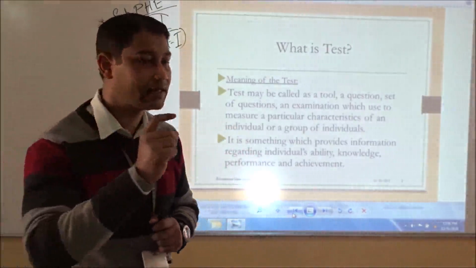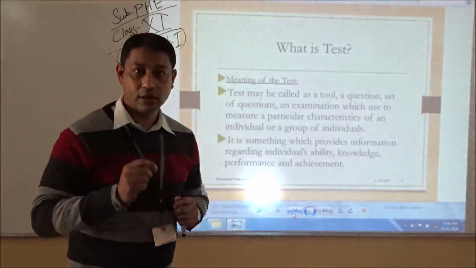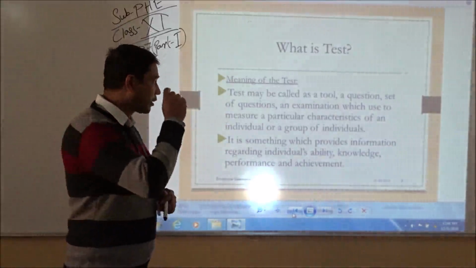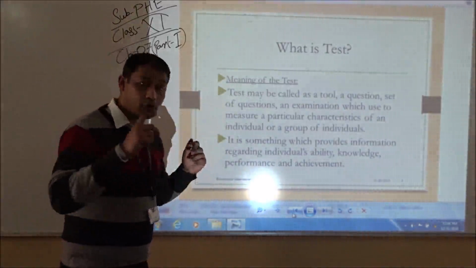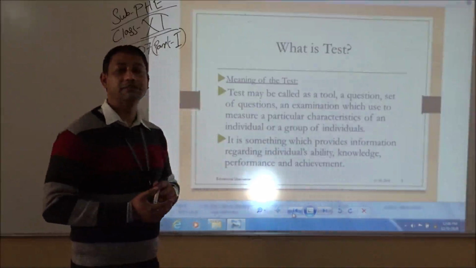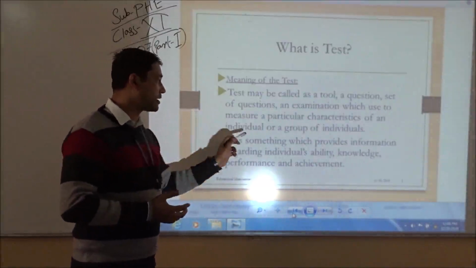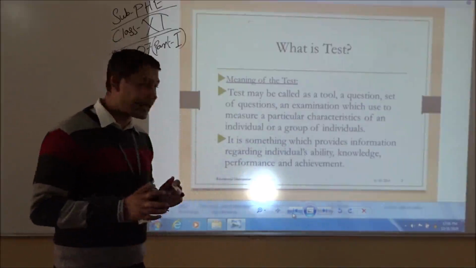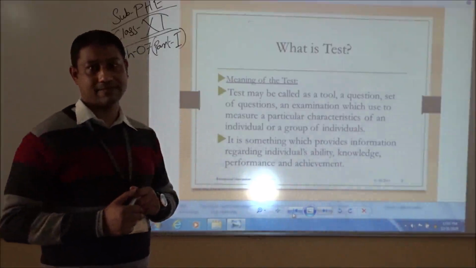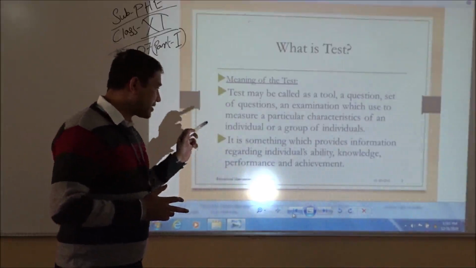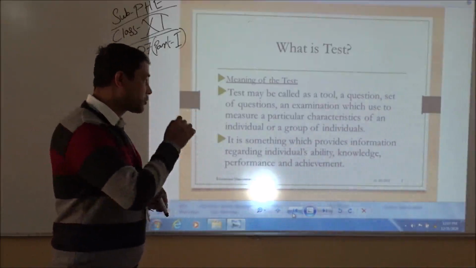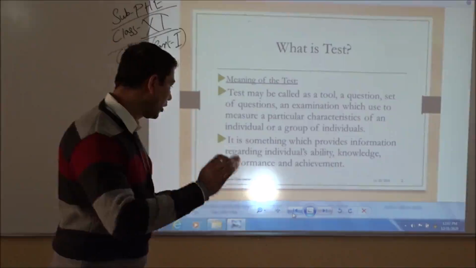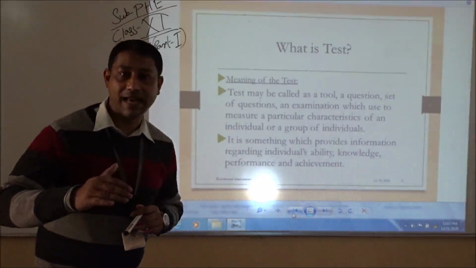So test can be called a tool, a question, a set of questions, an examination which is used to measure a particular characteristic of an individual or a group of individuals. It is something which provides information regarding individuals' ability, knowledge, performance as well as achievement.